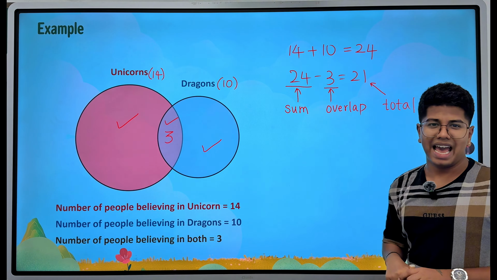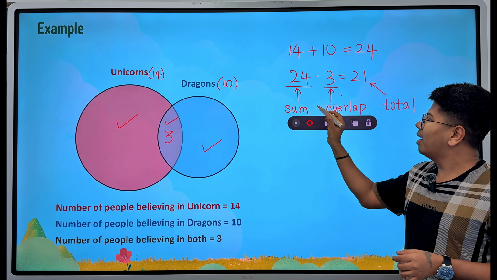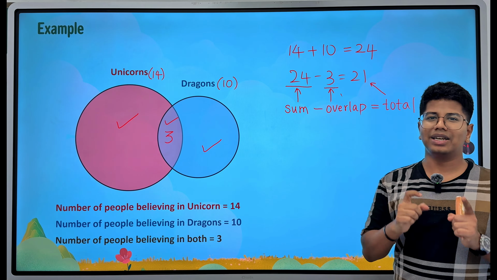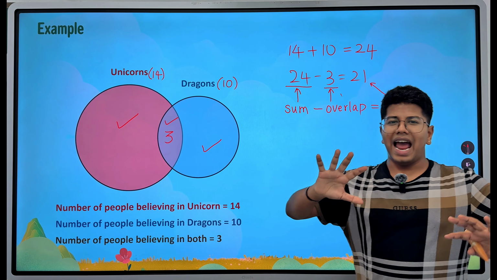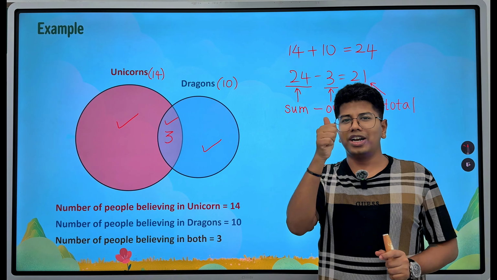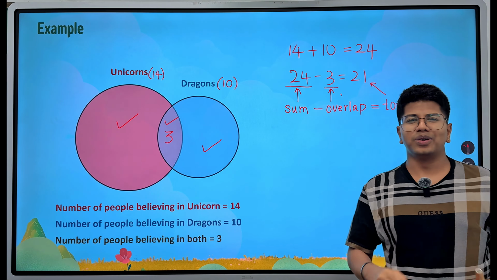So what we can understand, if I have sum, I can remove the overlap. From sum, I can remove the overlap and I can easily find out what is the total. So here we can add the sum of the groups and then remove the overlapping part in order to get the answer. So here, understanding this, let's try to summarize.